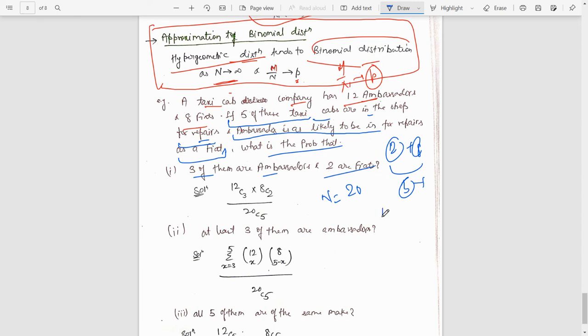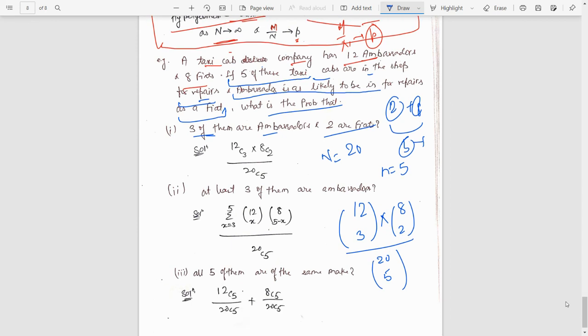So obviously our small n is equal to 5. It's asking what is the probability that three of them are Ambassadors. Obviously, simple thing: even if you don't understand the hypergeometric distribution, you can solve it by basic intuition. Among the 12 Ambassadors, you have to choose three, and among the eight Fiats you have to choose the remaining two. Multiply by, and for the total sample space, it is obviously 20C5, because among the 20 cars you have to choose five. So this is the required probability of this success. Okay, the same thing you can do by your intuition.